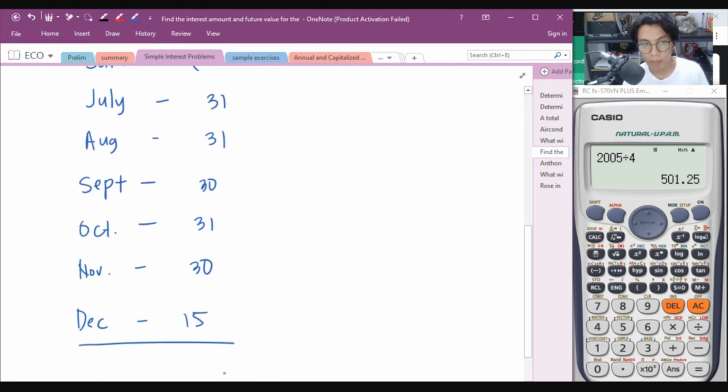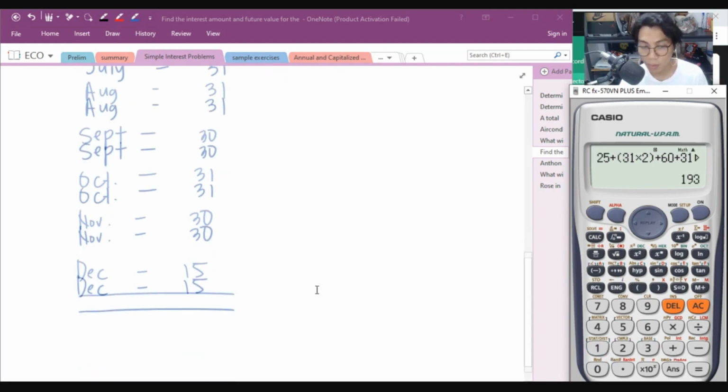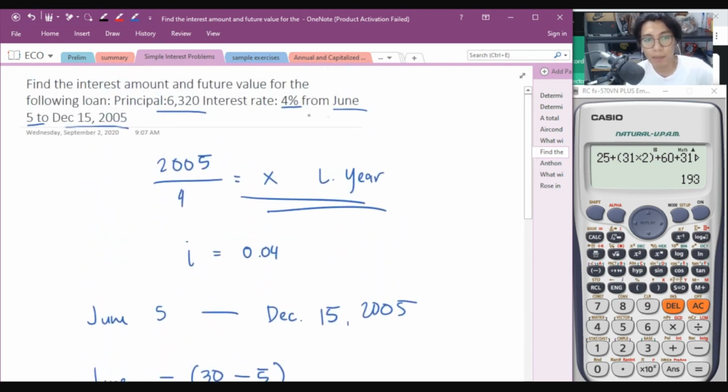So we have to total. 30 minus 5 is 25, plus 31 times 2, plus 30, so plus 60, plus 31, plus 15. The total number of days will be 193 days. Write here that it is exact, because a date was given. Now, what is asked? Find the interest amount and then the future value.